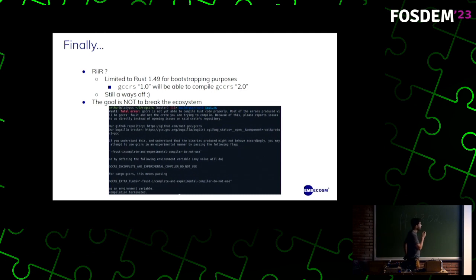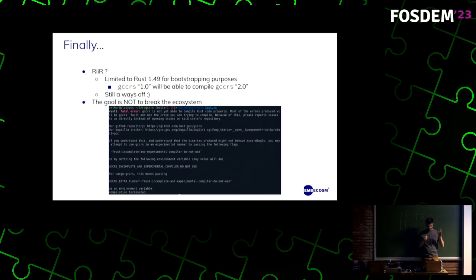Finally, can we rewrite GCC in Rust? Maybe. For bootstrapping purposes, so make sure that we have a full bootstrapping chain. You can read a lot of papers on that, trusting trust and so on. We'll have to write that compiler in Rust 1.49, which is going to be annoying. It's still a ways off.